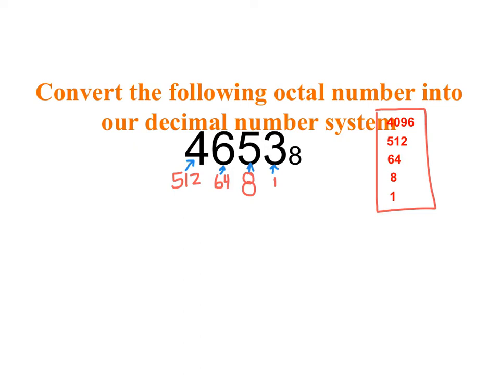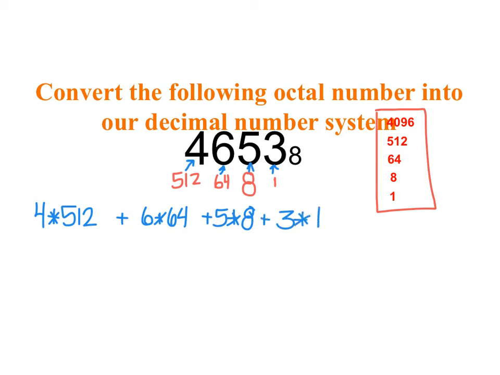So in order to convert this octal number, we would take 4 and multiply it by 512, because that slot represents 8 to the power of 3. We then have 6 times 64, because we have 6 64s, since that's 8 to the power of 2, and that's what that slot represents. I then have 5 8s, because that's 8 to the power of 1. And then I have 3 1s, because that is 8 to the power of 0.